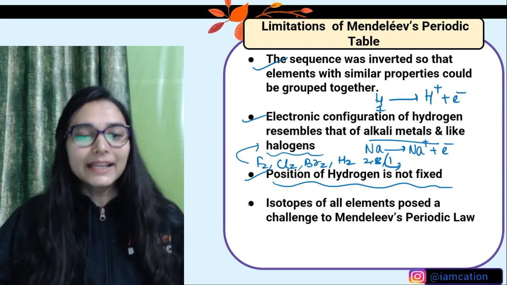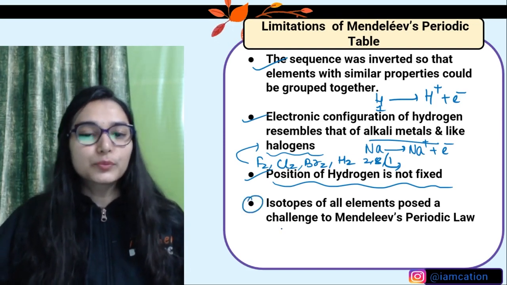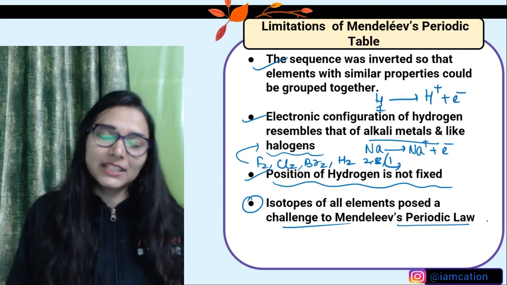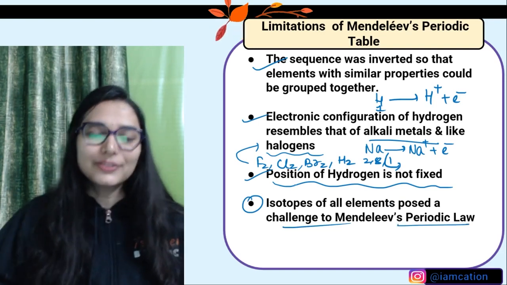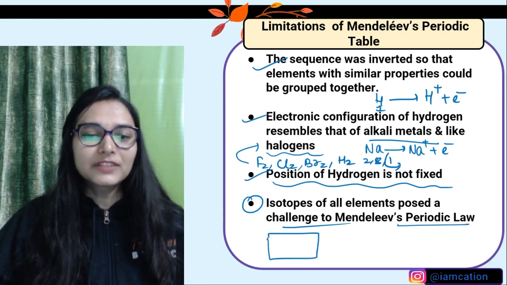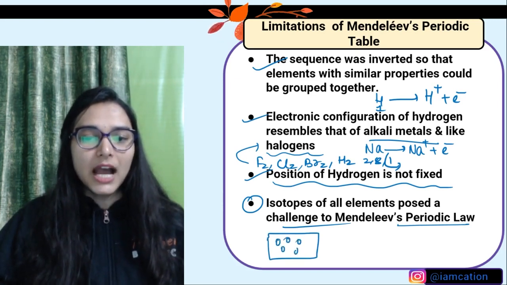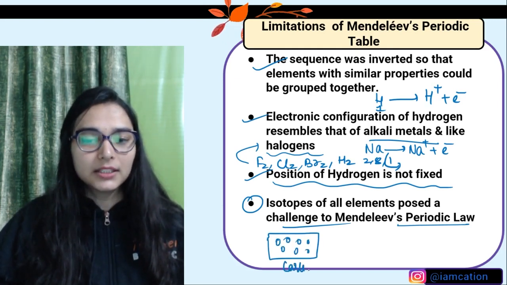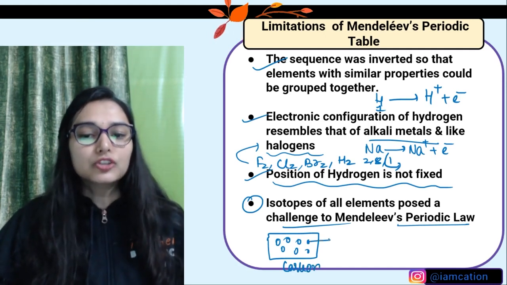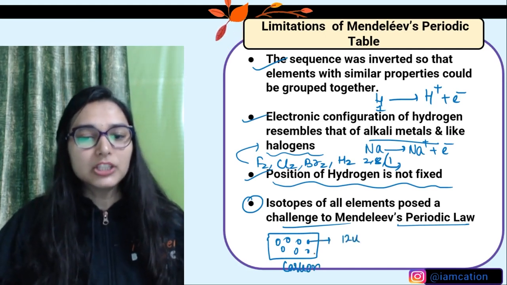The next was that isotopes of all elements posed a challenge to Mendeleev's table. So what are isotopes? Isotopes are atoms of the same element. You see, I have taken the carbon element. It is having a lot of atoms. So some carbon atoms are having a mass of 12.